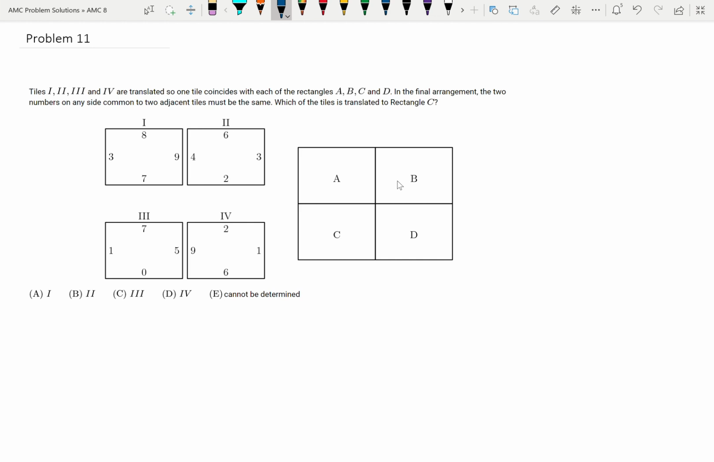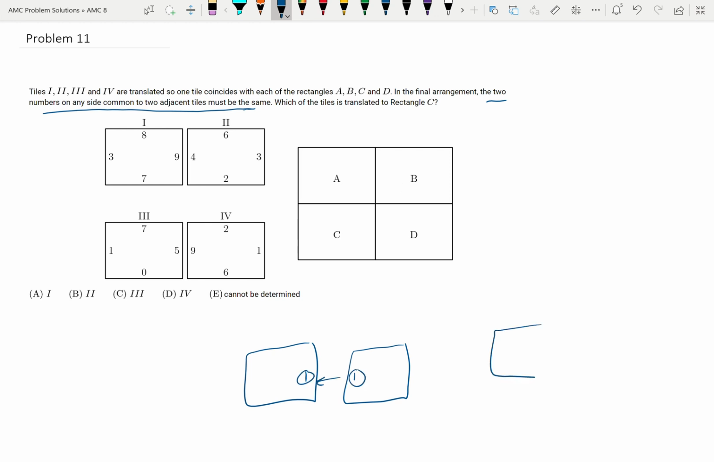So what that means, the two numbers on any side common to two adjacent tiles must be the same. That means that if we have one tile and let's say this is a 1, then there also has to be a 1 there. Those numbers have to be the same. And same if a tile were on top of another tile, say this was an 8, those numbers have to be the same.